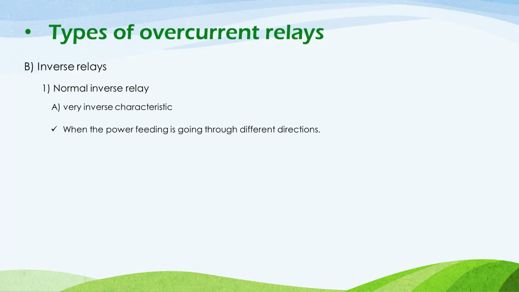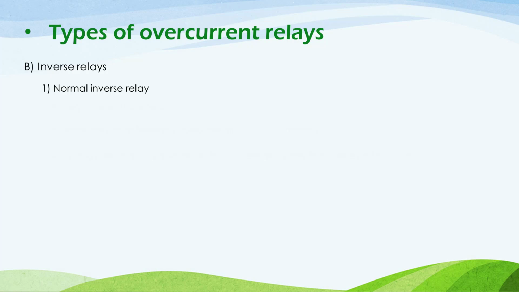And the first property of that type of the very inverse relay is that it's used when the power feeding is going through the different directions. So if we have the power going through the forward direction and the reverse direction at the same time, we will use that type of relays. And the second property of the very inverse relay is that when the current decreases from 7 times till 4 times, its delay time is doubled. So it has a specific slope that allows the delay time to be doubled when the fault current decreases from 7 times till 4 times.